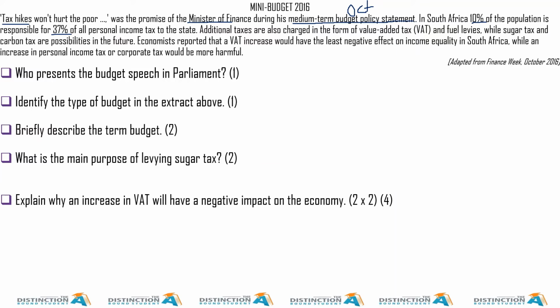Right, additional taxes are also charged in the form of value-added tax. Okay, this one everyone pays for, and fuel levies. Okay, while sugar tax, this one is a new one, and carbon tax are possibilities in the future. So this was 2016, and the sugar tax has since been introduced.